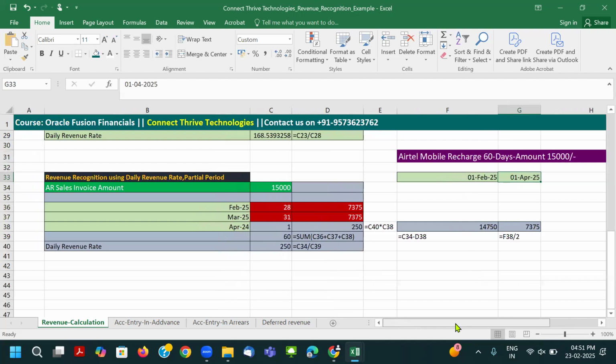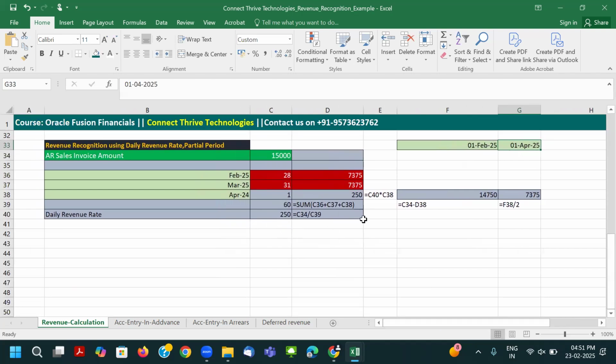So if you see here how the system will calculate the recognition on a monthly basis: for February, 28 days; March, 31 days; and April, we have the first one day only, because the customer is taking the plan only till April 1st. If you calculate the total number of days, it's 60 days. Now we can calculate the day-wise revenue rate based on the invoice amount and the total days.